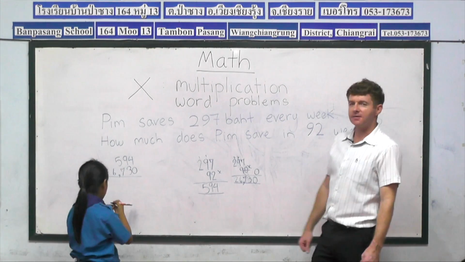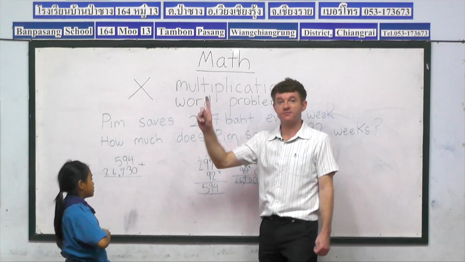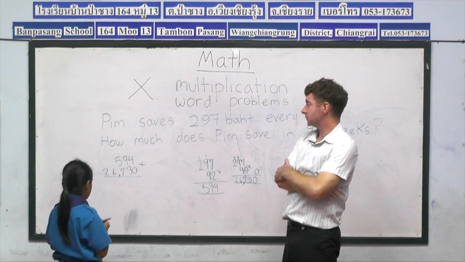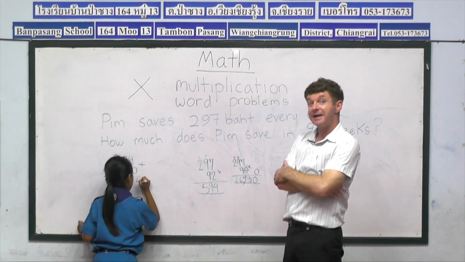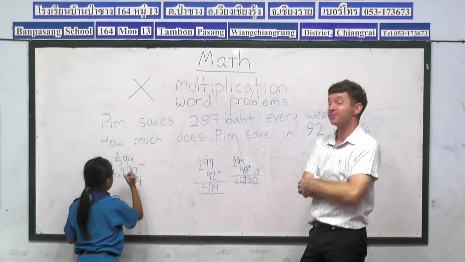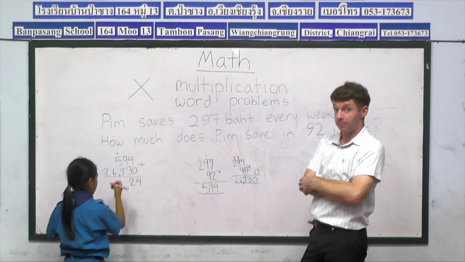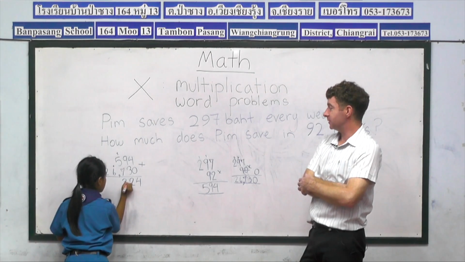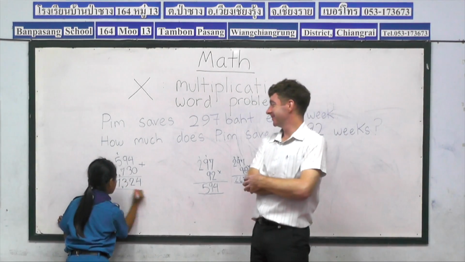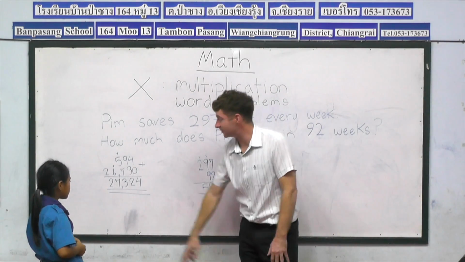So what do we do now, guys? Do we multiply these numbers? No. What do we do? Plus, we add these two answers together. So 4 plus 0 equals 4. 9 plus 3, 12. 5 plus 7 plus 1 equals 13. 1 plus 6. And then 2 plus nothing equals 2. So we have our final answer.